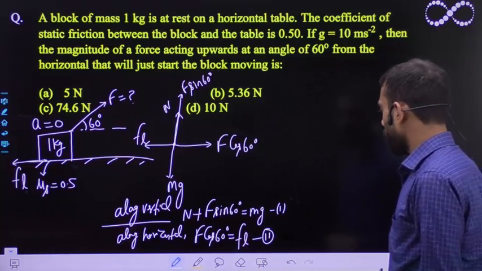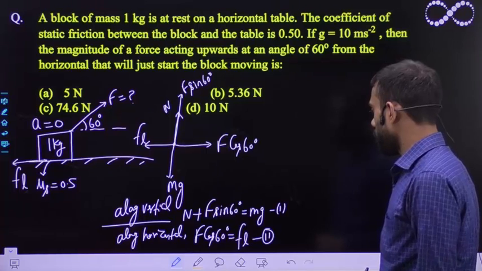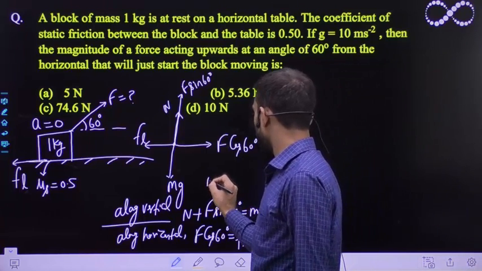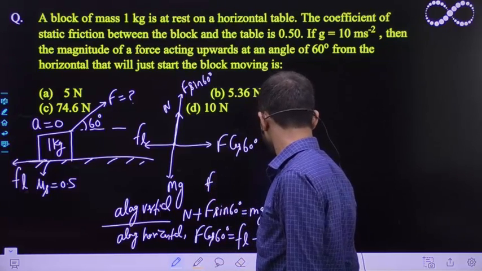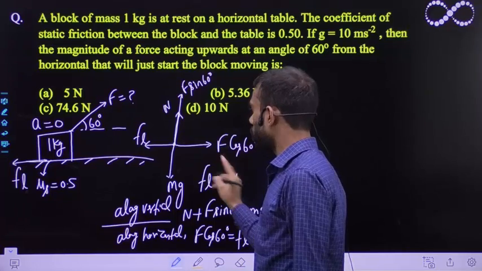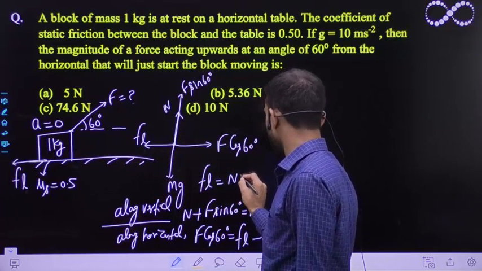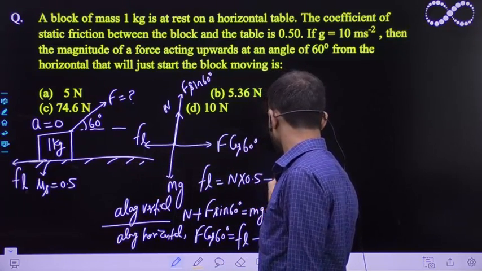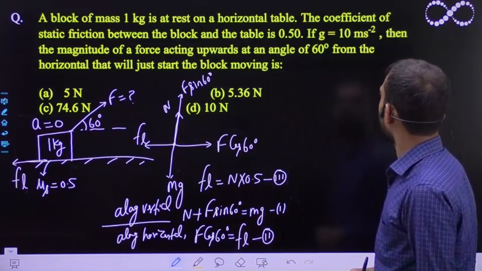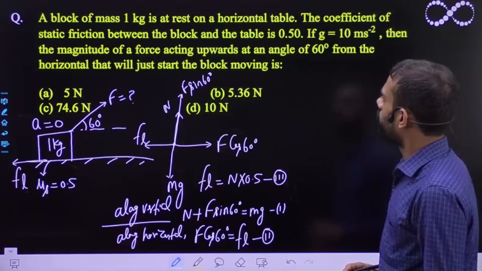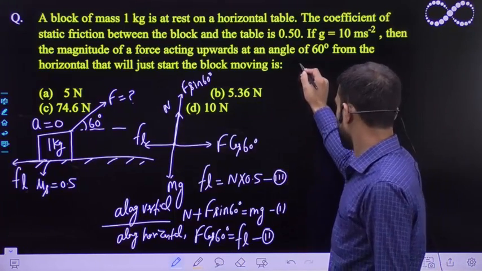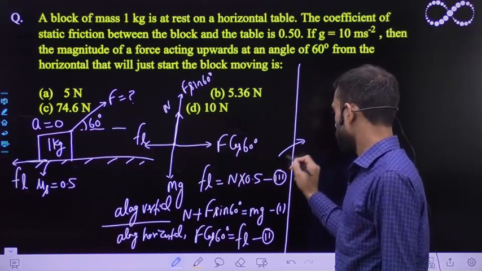So I got 2 equations. Now one more equation I can form, the third equation: the limiting friction FL must be equal to N into mu s, that is 0.5. So this is the third equation here. I need to find the value of F here, so I need to make one equation.